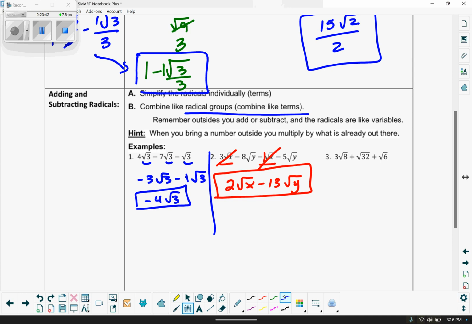All right. And the last one of this kind, before I set you off to do some practice, is let's break it down first because I don't know what kind of radical groups I'm really working with. So 8 breaks down to 4 times 2, and the square root of 4 is 2, so I have 6 radical 2, plus 32 breaks down to 16 times 2, which would be 4 radical 2s. And then I have plus radical 6. And 6 is just 2 times 3. It does not have a perfect square in it, so we're going to say plus radical 6.